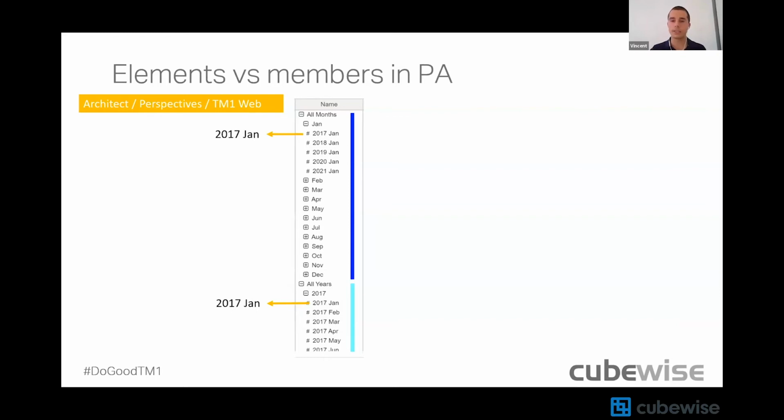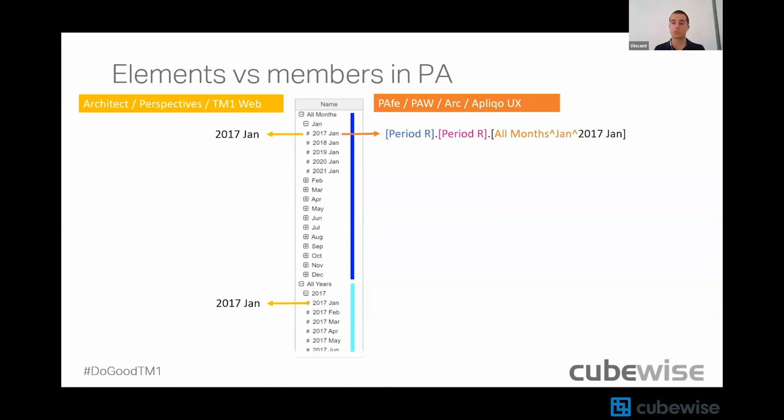But what changed with the new generation tools, such as Planning Analytics for Excel, Planning Analytics Workspace, Arc, and Applix UX, is that to connect to TM1 they use the TM1 REST API. And the TM1 REST API relies on MDX. With MDX, when you want to get the data for one specific element, you need to go to the member, and the member is defined by the member unique name, which looks like this. First you get the dimension, then the hierarchy, and then all the parents. So you can see that for this 2017 Jan, I would think there is only one element, but there are actually two members.